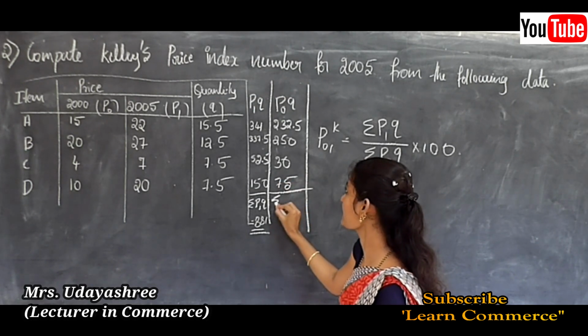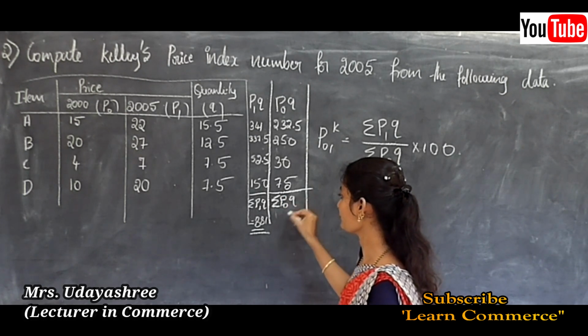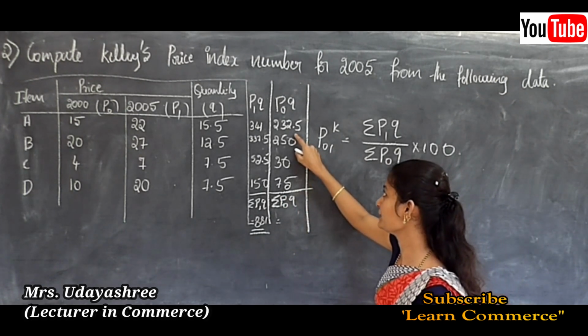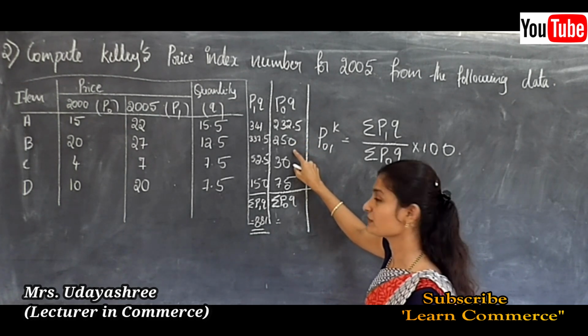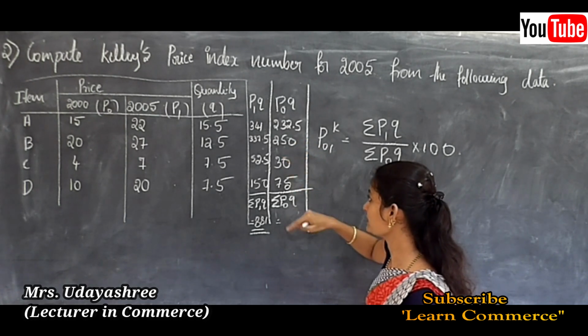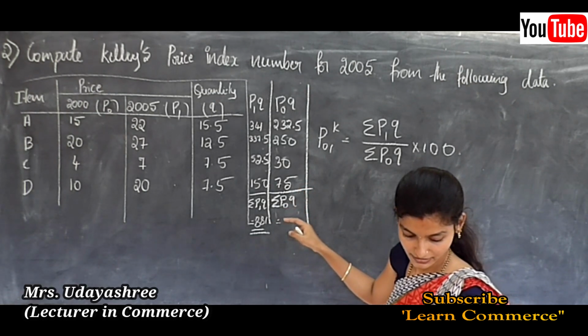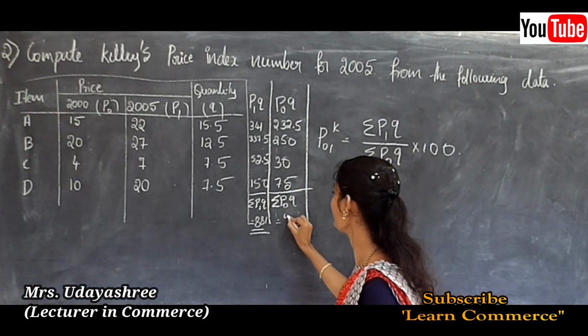Now calculate sum of P0 Q. How to calculate sum of P0 Q? That is 232.5 plus 250 plus 30 plus 75. Then final answer is 587.5.